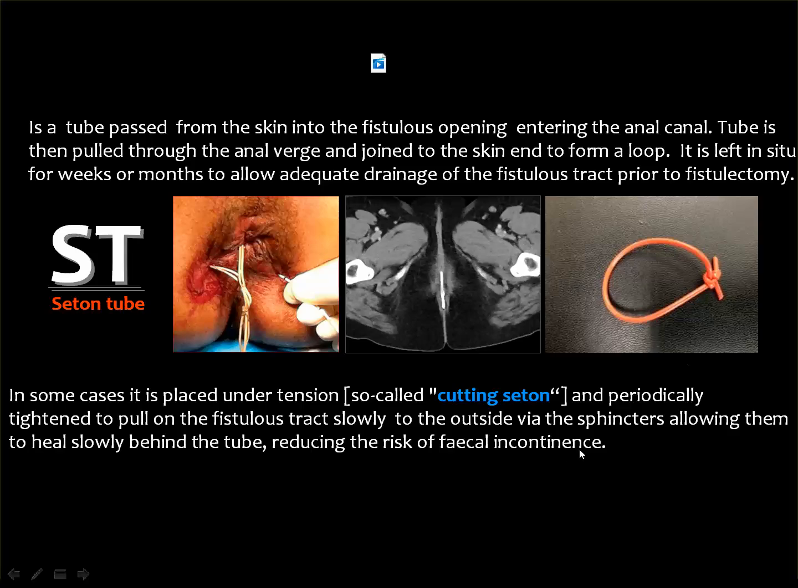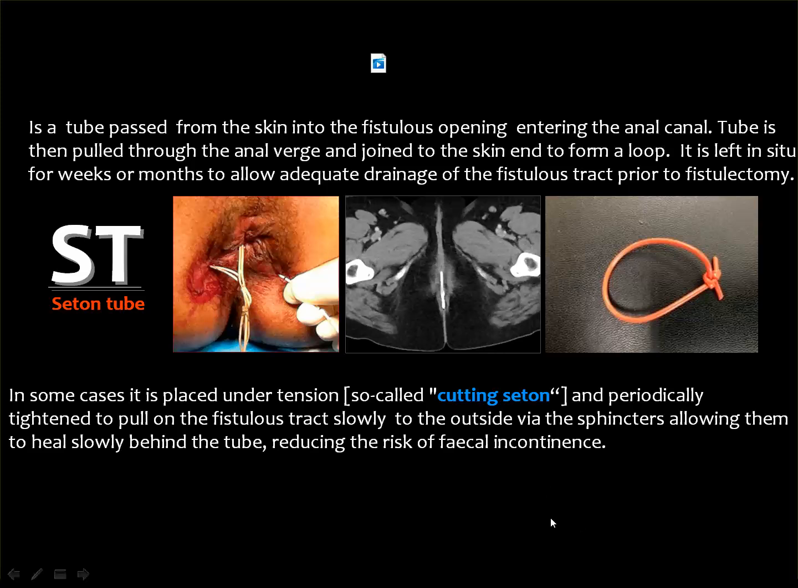And this tube is inserted into the fistula to keep the fistula open. And you know that if the external opening is closed, the pus and the inflammatory material will be retained within the fistula, then the development of an abscess is sure. Then the problem is now more complicated.